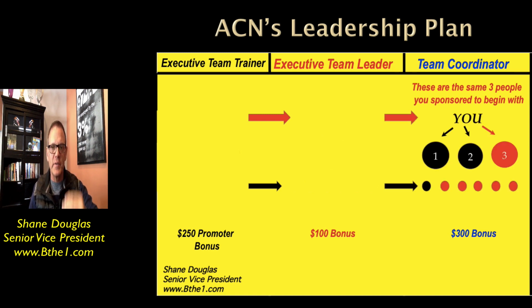So as you're building your business and you promote over to team coordinator, you can see your bonuses are now up to $300 per person when someone joins your team who gathers customers. But notice Tom and Mary are still there. That's the difference: there are no barriers here. So we are nurturing the same people, teaching the same people.